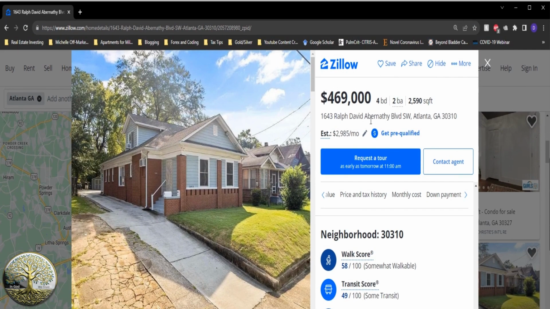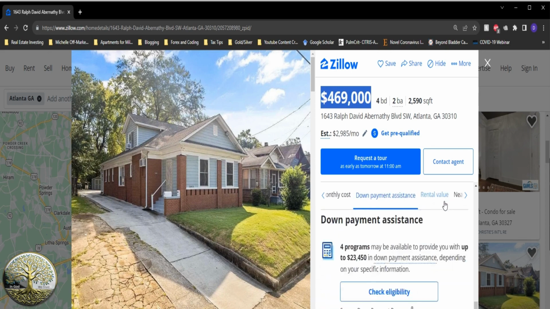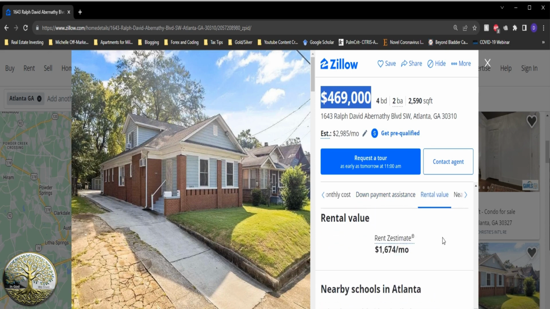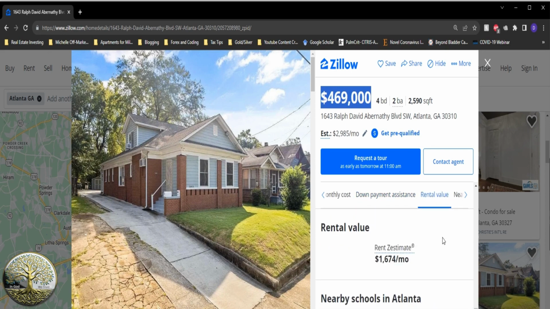And here it is. The two most important values that you want to be looking at are the purchase price and the rent in the area. So let's take a look at the purchase price. It is $469,000. We're going to round that up to $470,000. And we're going to look at the rent values in this area. The rent right now is saying it's about $1,674, so we're going to round that down ever so slightly to $1,600 a month.